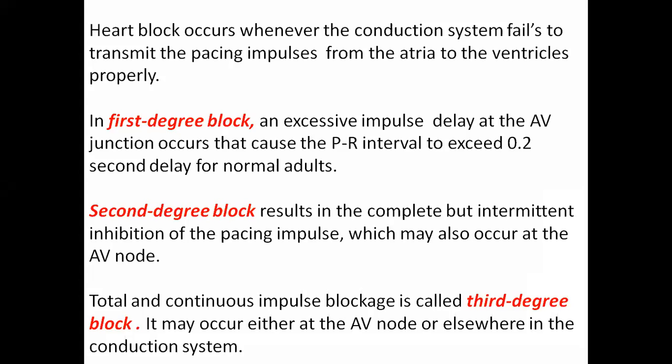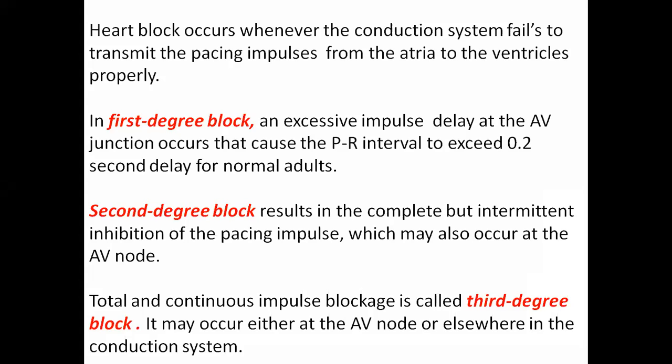There are three degrees of heart block. The first one is the first degree block. An excessive impulse delay at the AV junction occurs that causes the PR interval to exceed 0.2 seconds for normal adults. The first degree block occurs when there is a large, excessive impulse delay at the AV node or AV junction.